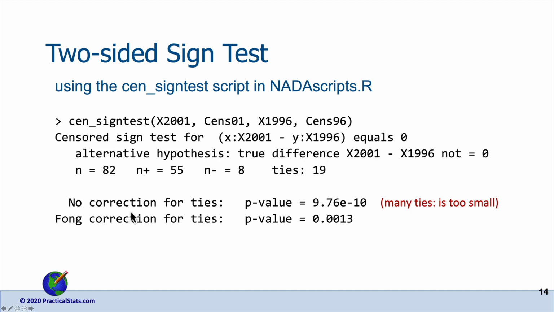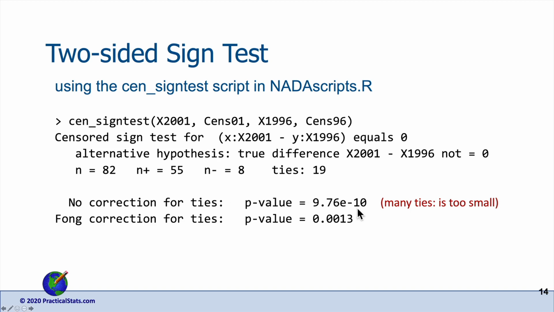Again, the no correction for ties result that I've put here is how the sign test would be computed if you just used ordinary software that did the sign test. And what it does is to take the number of pluses and then compare that to the number of minuses and completely drop out the ties. So you would be saying, what is the probability of getting 55 pluses out of 55 plus 8, so 63 total events? 55 out of 63 does not sound like half and half.